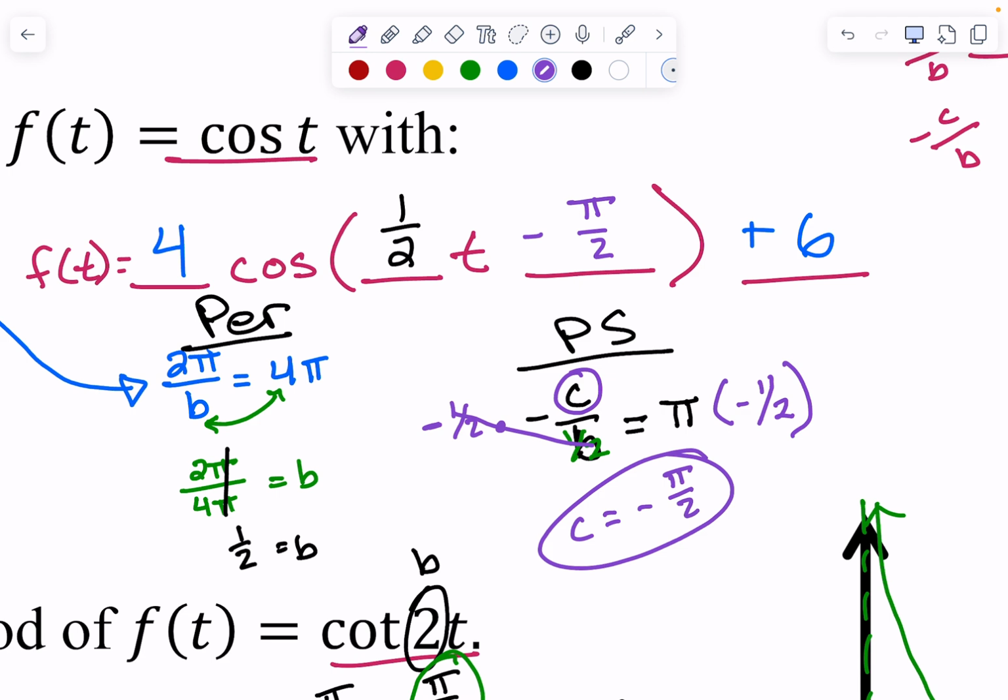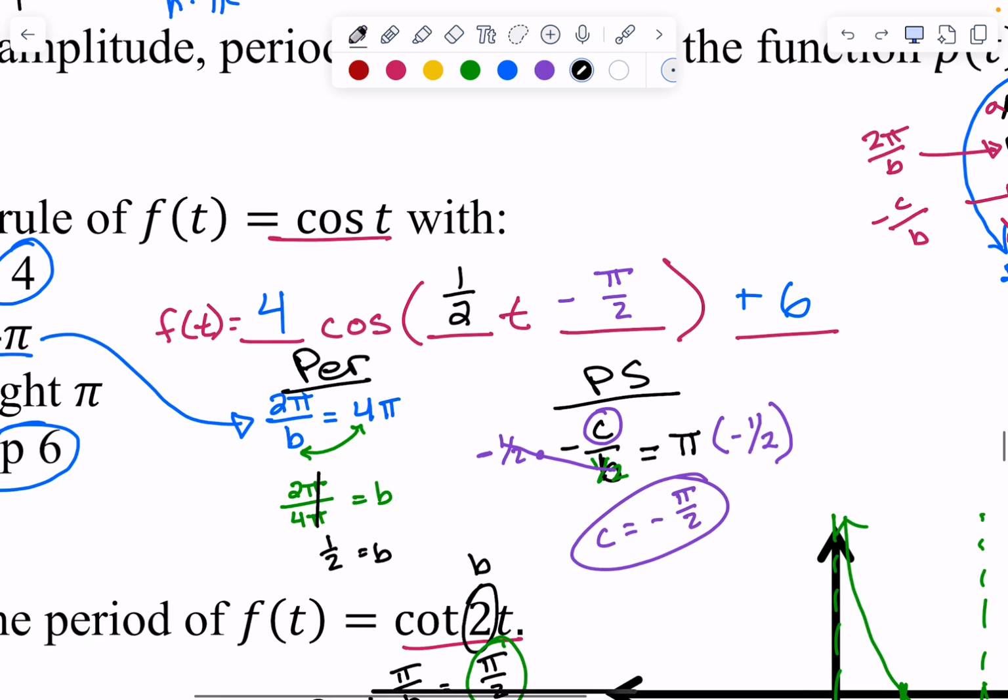If this was a test question, I would then plug those in and find the period from there to make sure it checks out. But that is your thing.